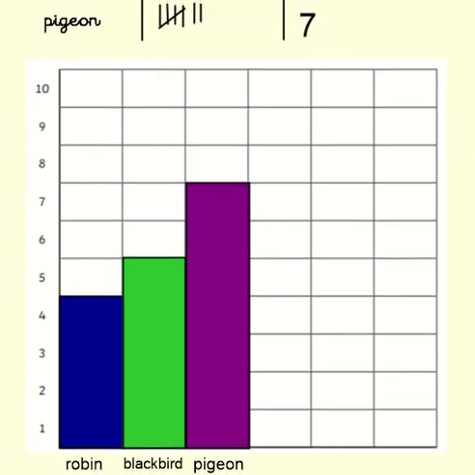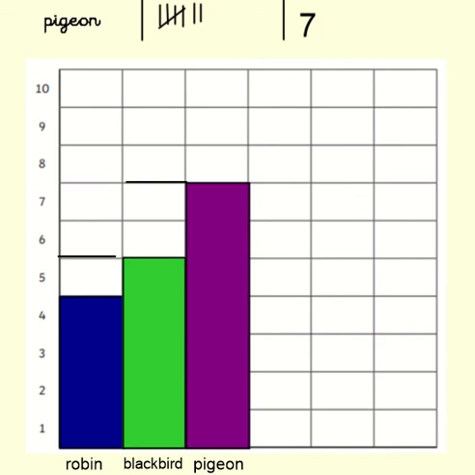I can straight away see that the pigeon is the tallest block, so that means I saw the most pigeons. And I can compare between them. I can say, how many more blackbirds than pigeons did I see? Well, or how many more pigeons rather than blackbirds did I see? Well, I can see I've got 2 more blocks to go up, so it matches up to that line there. So I know I saw 2 more pigeons than blackbirds.